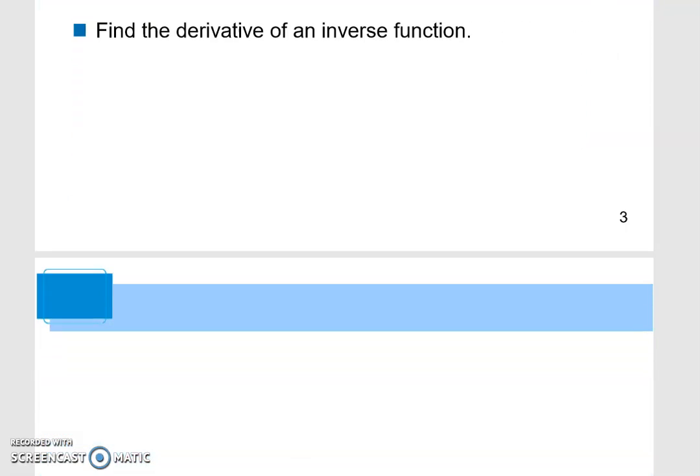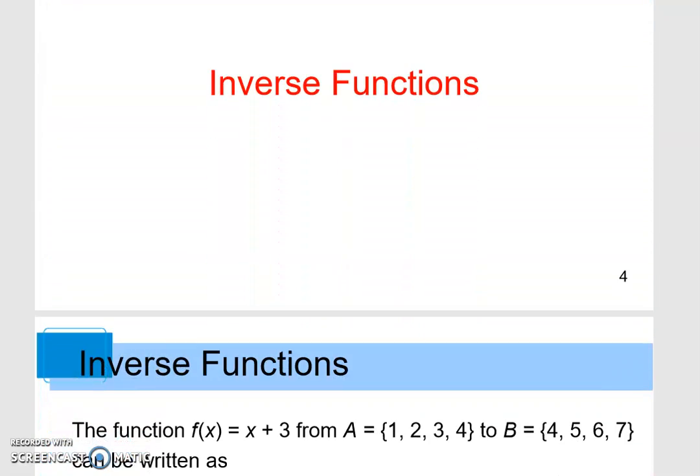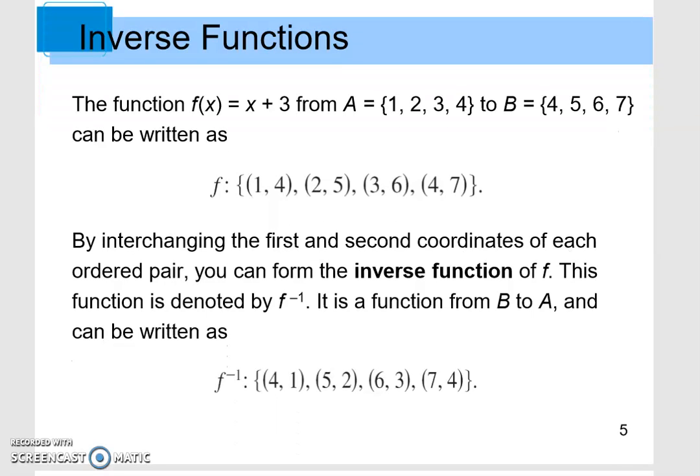So, inverse functions. Just to recall what an inverse function is, let's look at an example: f of x equals x plus 3. Our domain A is just the numbers 1, 2, 3, 4, and our range B is 4, 5, 6, 7. We can also rewrite the function in set notation as a set of ordered pairs. 1 goes to 4, since adding 3 to 1 gives you 4. 2 goes to 5, 3 goes to 6, 4 goes to 7.